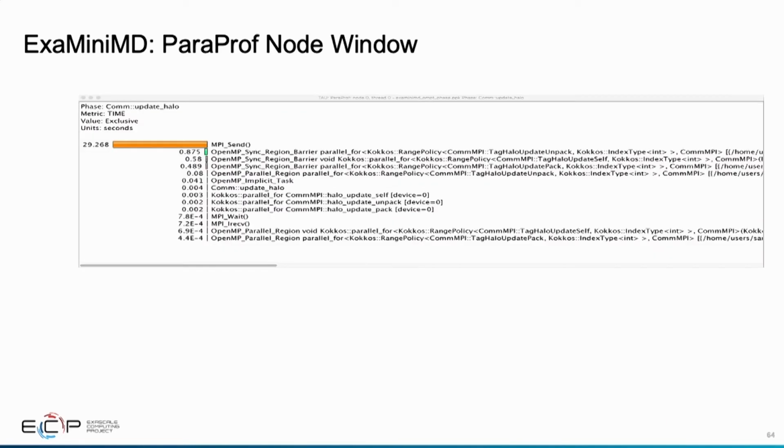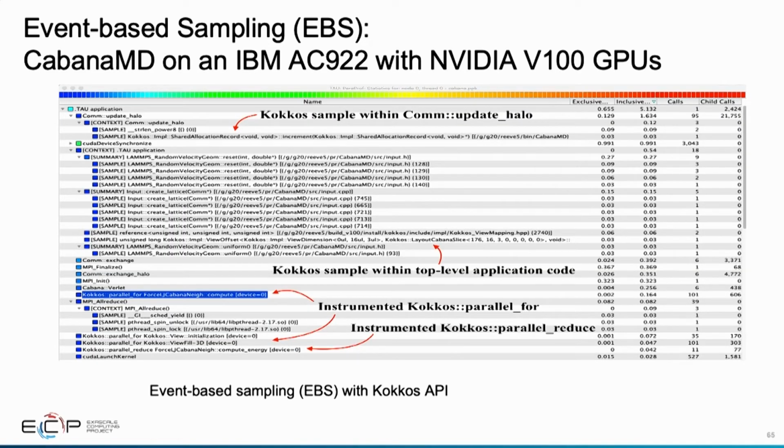And you can see that in a node window in ParaProf, and you can even slice through the full runtime. You can see what events are happening in CUDA, what's happening in Kokkos, what's happening in MPI, expand those, even take samples within that, and get a full view of what's happening in the application.